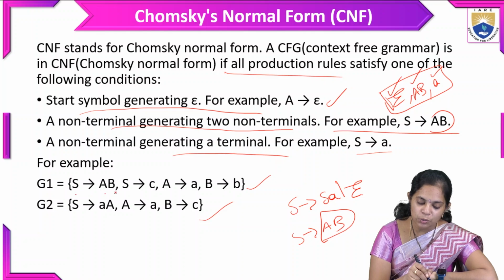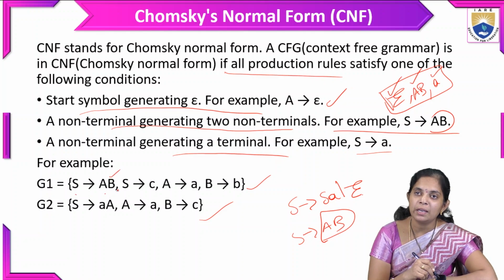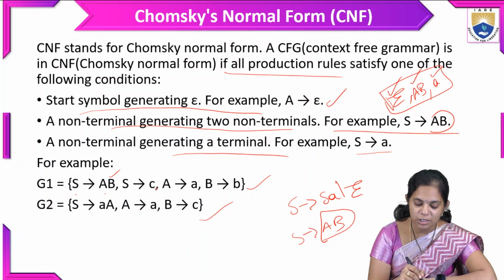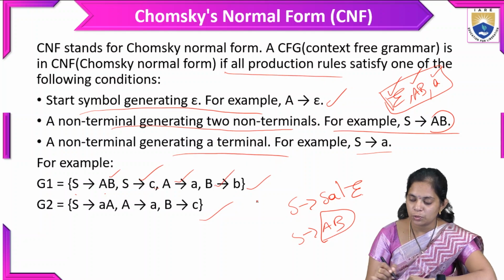So S tends to AB. This production belongs to the CNF. S tends to small c, that is a terminal, so this is also acceptable. A tends to small a is also acceptable, and A tends to B is also acceptable. So these conditions are satisfied here.